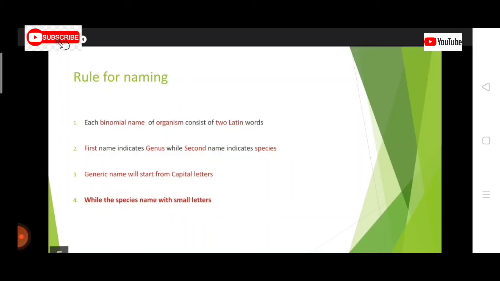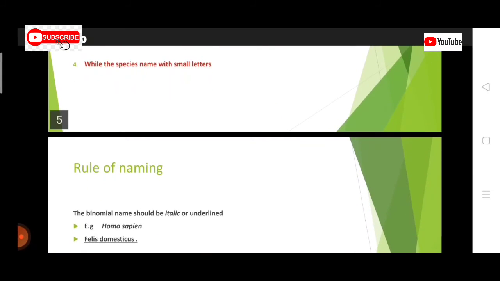When we are writing a name for a species, for an organism, for a plant, for an animal, for anything, we will write the first, generic name starting with a capital letter, and the second, species name will start with a small letter, not a capital.